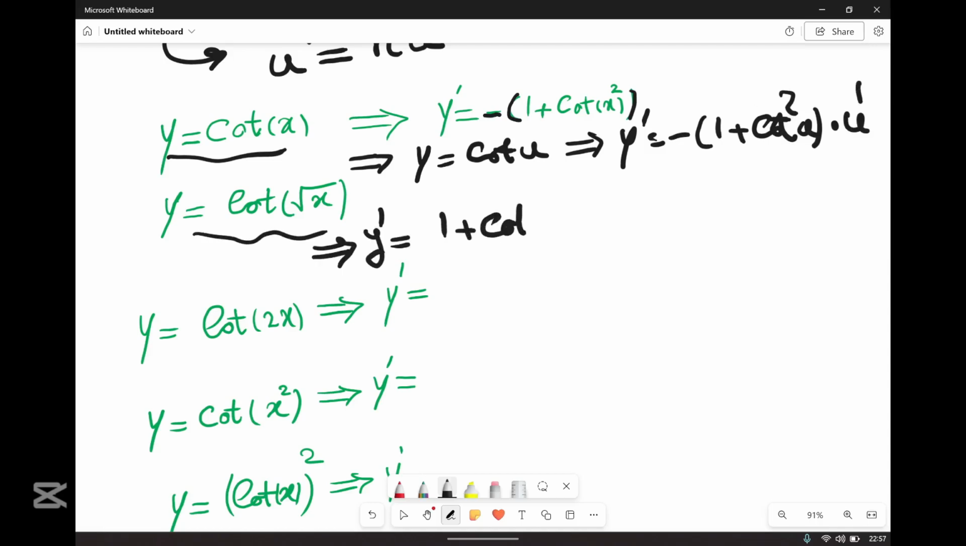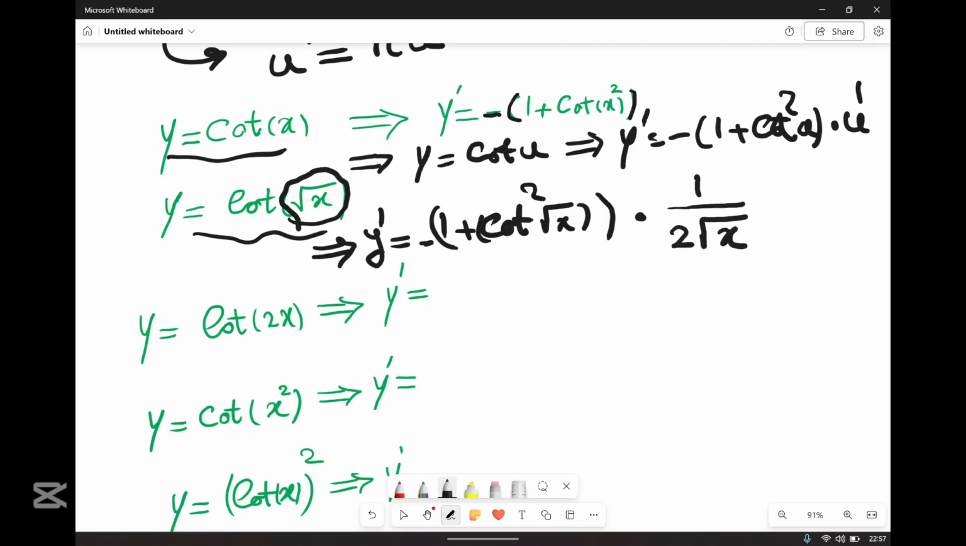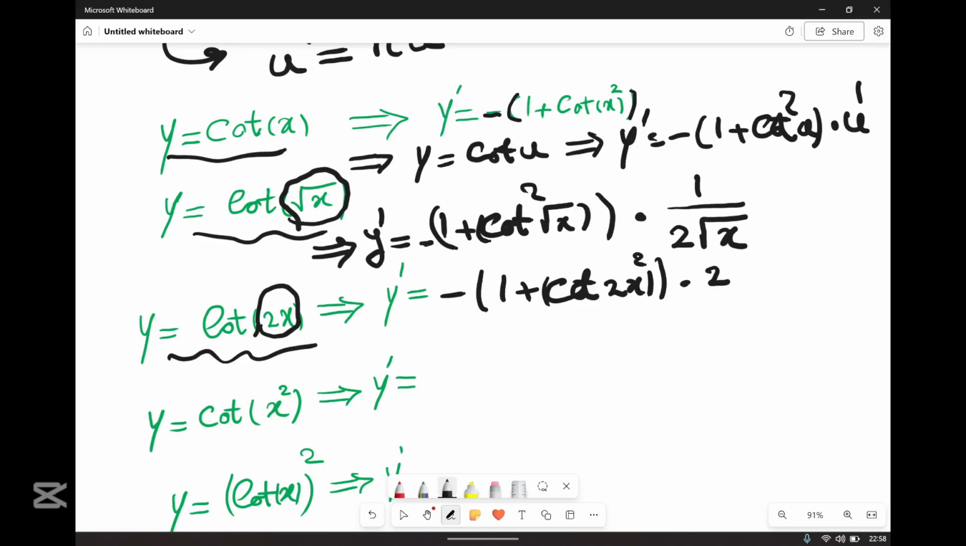Minus 1 plus cotangent power 2 of this part, in parentheses, multiplied by the derivative of this part, which is 1 divided by 2 root x. Can you tell me this? Okay, right now you must solve all these questions. Yes, minus 1 plus cotangent 2x to the power 2, multiplied by the derivative of the angle of cotangent, which is 2. What about cotangent power 2?